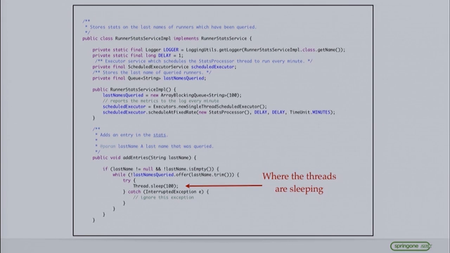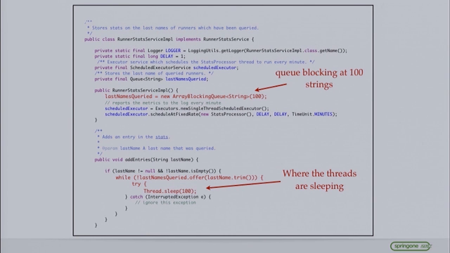So if we go to the bottom there in that addEntry, sure enough, we can see a sleep method. And it looks like what's happening is that there's an ArrayBlockingQueue that's hard-coded to 100, and then in the addEntries method, we're just waiting. If we can't offer the information, then we sleep. Now this is very, very poor coding.